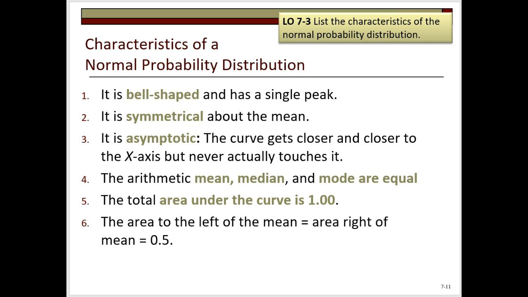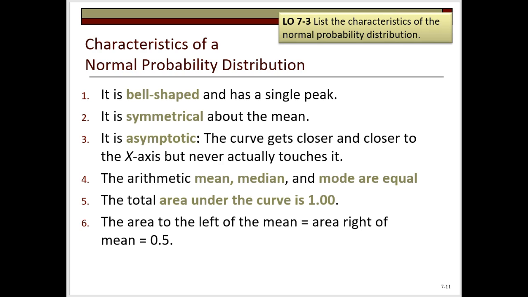This distribution is bell-shaped and has a single peak at the center of the distribution. It is symmetrical about the mean, which is equal to the median and the mode. The location of a normal distribution is determined by the mean, mu. The dispersion or the spread of the distribution is determined by the standard deviation. The total area under the curve is 1.